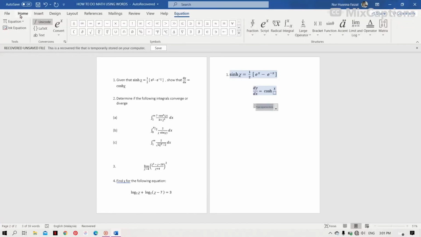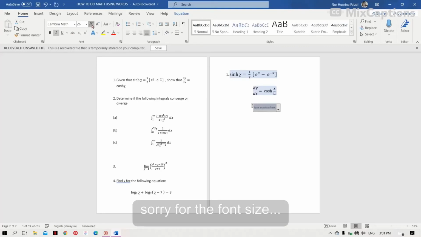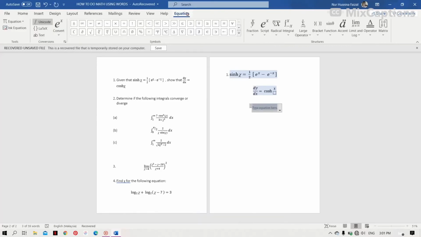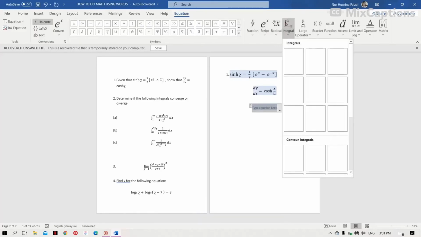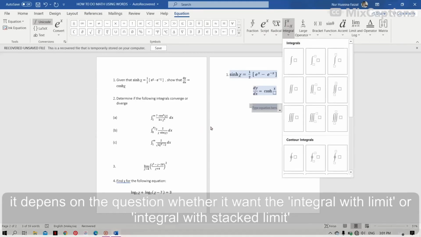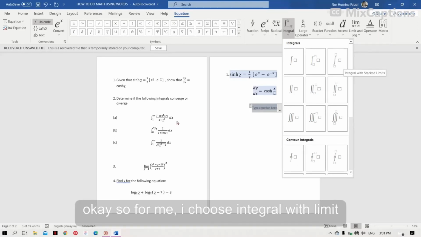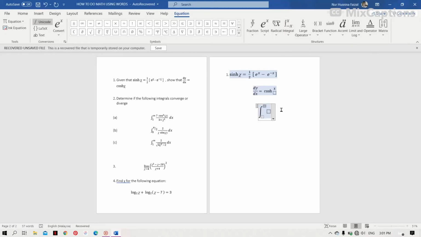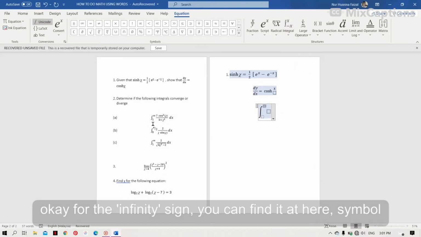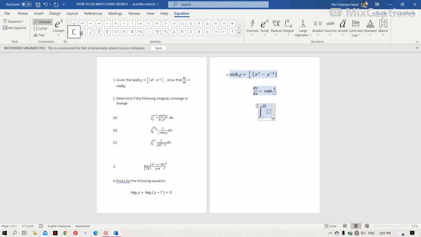Okay, sorry for the font size. Okay, so integral. It depends on the question whether it wants the integral with limits or integral with stacked limits. So for me, I choose integral with limits. So just put your, okay, the infinity sign, you can find it here, symbol. You can just click it here.